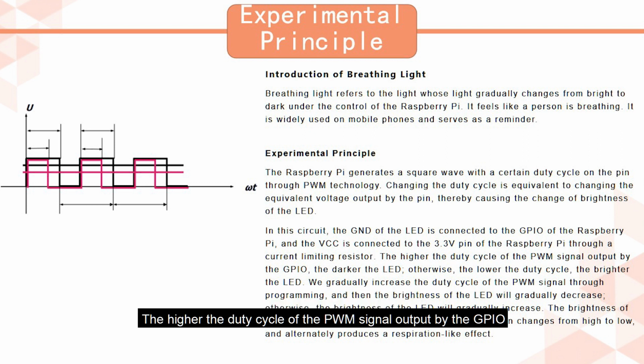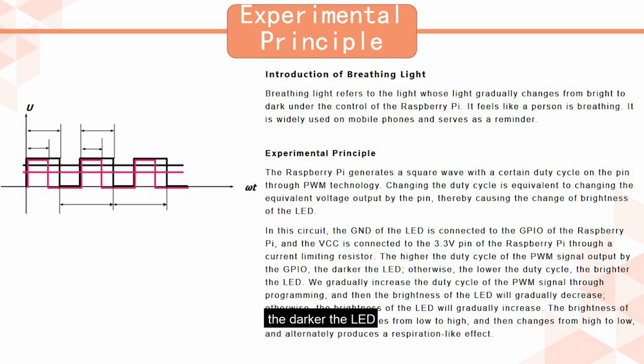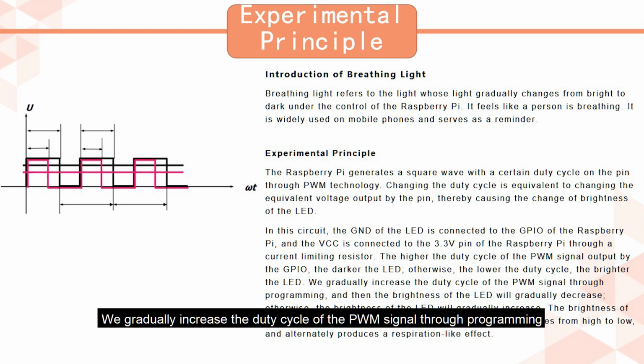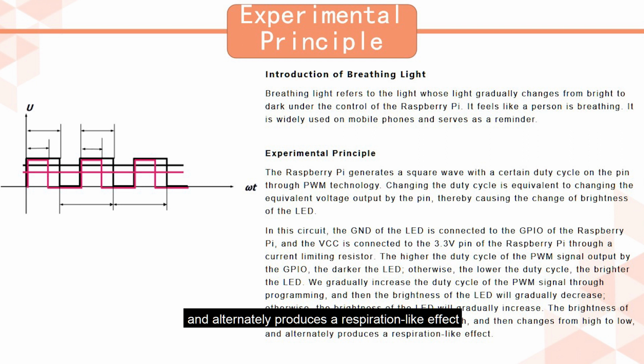The higher the duty cycle of the PWM signal output by the GPIO, the darker the LED. Otherwise, the lower the duty cycle, the brighter the LED. We gradually increase the duty cycle of the PWM signal through programming, and then the brightness of the LED will gradually decrease. Otherwise, the brightness of the LED will gradually increase. The brightness of the LED gradually changes from low to high, and then from high to low, alternately producing a respiration-like effect. Next, we learn how to wire them.